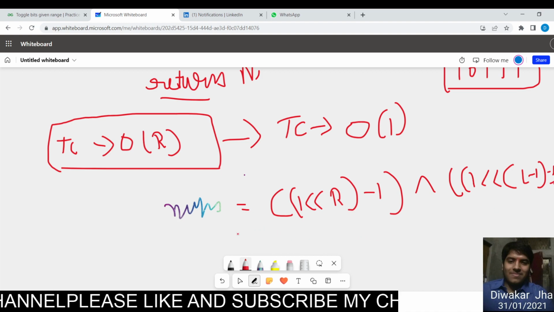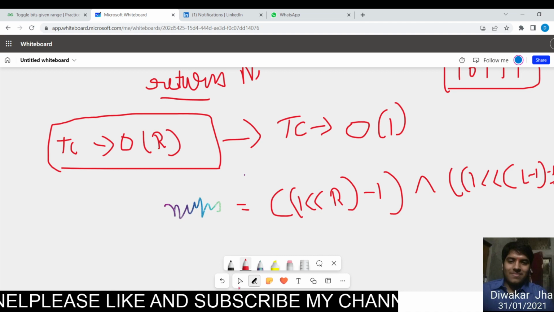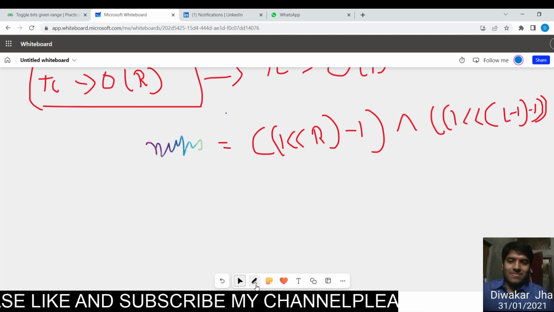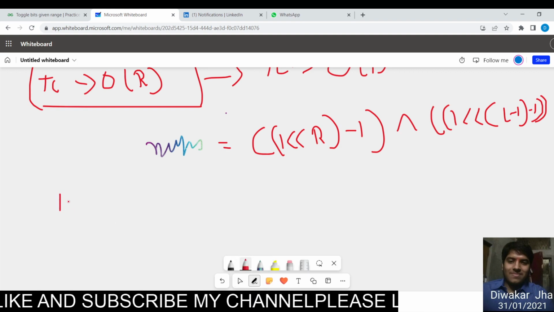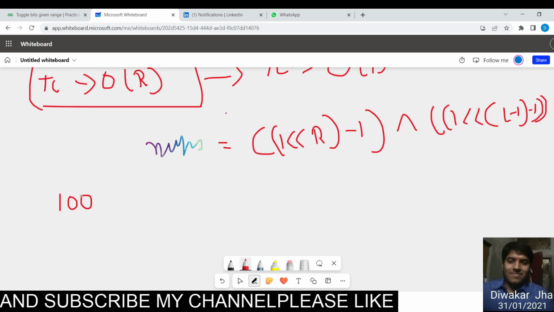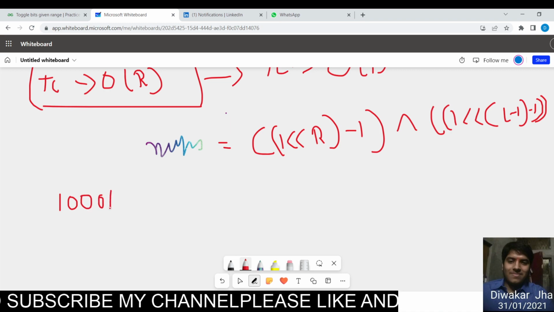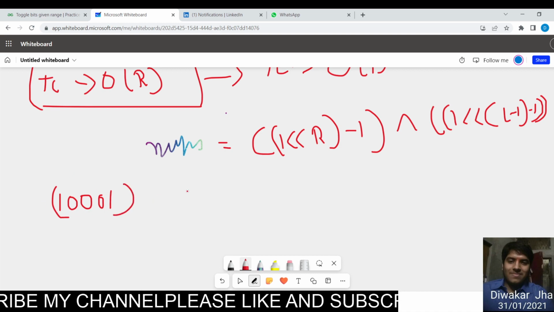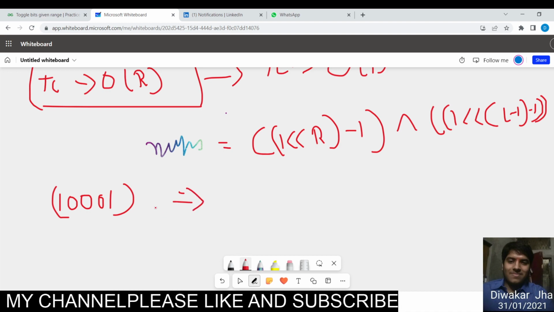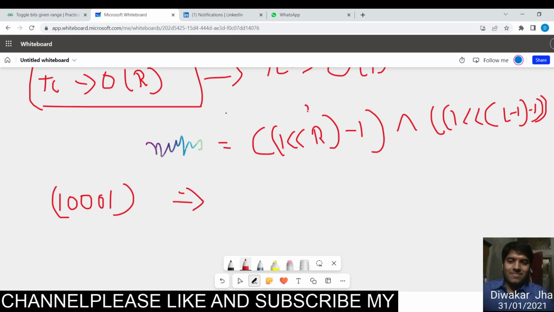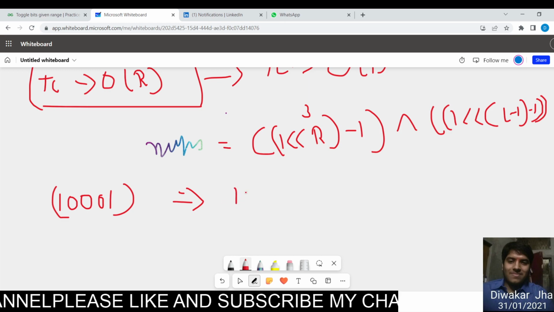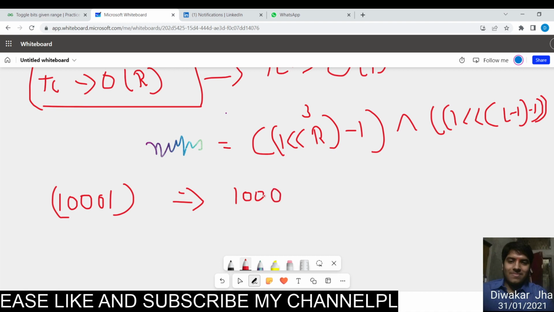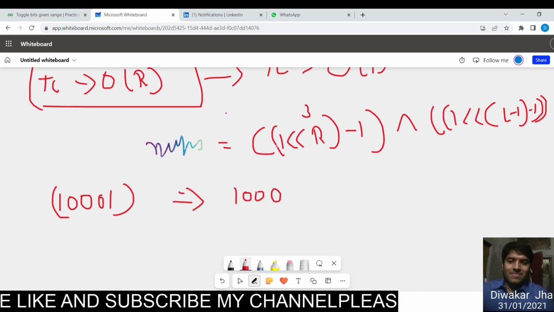I hope you all understood very well. So how is it working? Now what will you do? You will simply check this bit, like 1 0 0 0 1. This is the binary representation of 17. Okay, how can you solve it? So R is equal to 3. So 1 0 0 0 is 1 shifted 3 times.